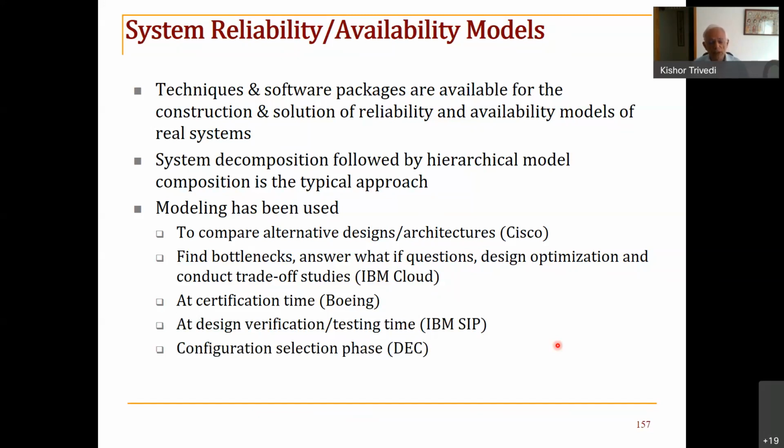And at configuration selection time, at one point, there was a project at Digital Equipment Corporation way back to select the configuration for a customer based on the availability requirements of the customer using these models. And at the operational phase, for system tuning and online control, I haven't seen as much of this as is possible for availability and reliability, but I want to see that much more in future for computer and networking systems, with these models used in an online control fashion.